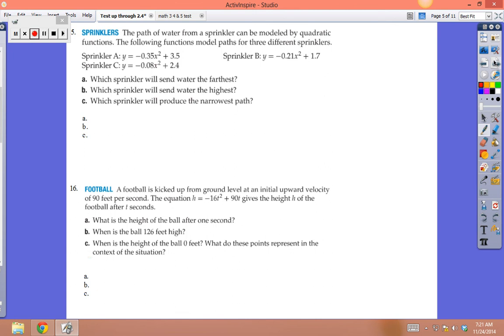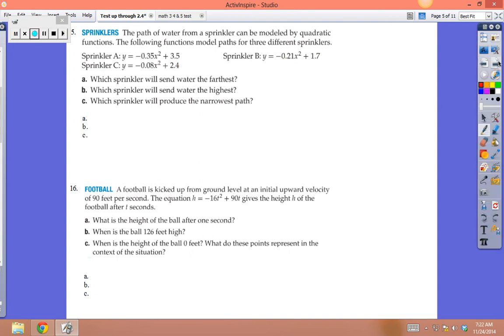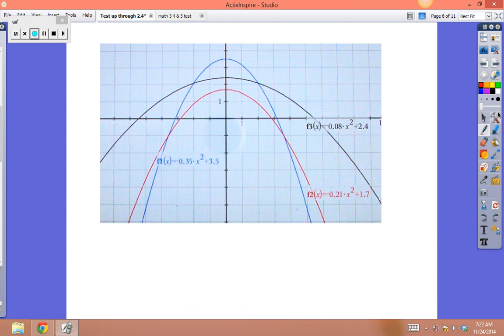Alright, 15. So, you got a graph on the calculator. Type this in, y equals negative 0.35x squared plus 35. Type in b, and type in c. Which one will go the farthest? So you should be looking at this picture.